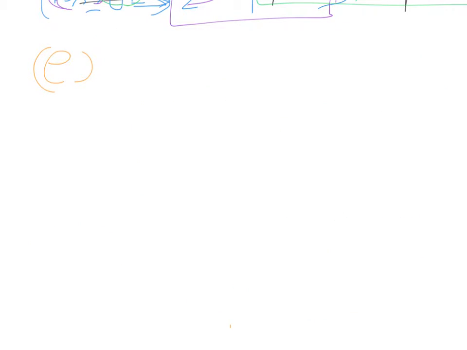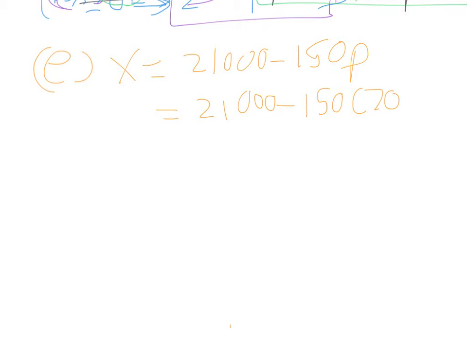Okay, part E asks how many units, or how many calculators, are sold at this price. Remember, the number of units sold is equal to 21,000 minus 150 times the price. So it'd be 21,000 minus 150 times 70. So the number of calculators sold would be 10,500.